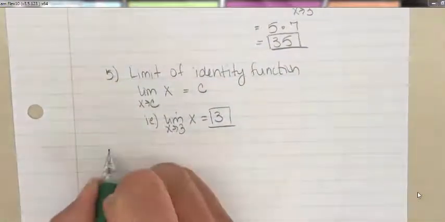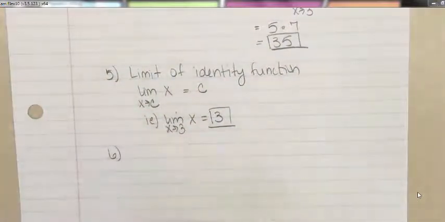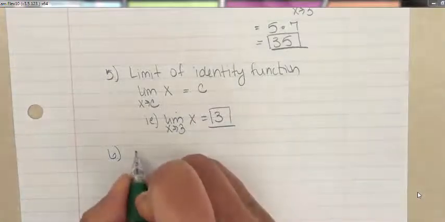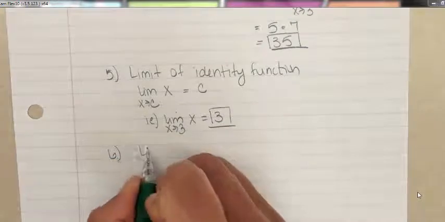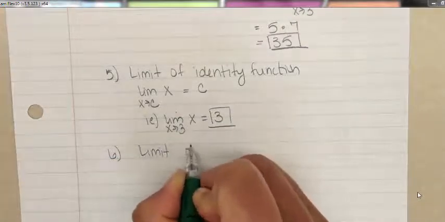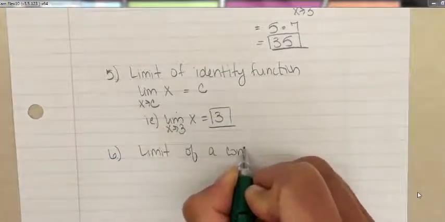And the last one's probably even easier because there's nothing that's going to happen. So let's do the limit of a constant function.